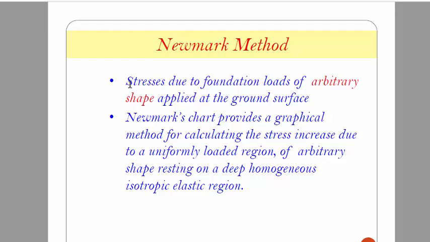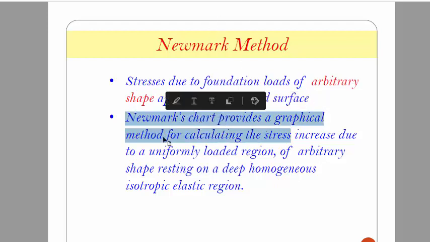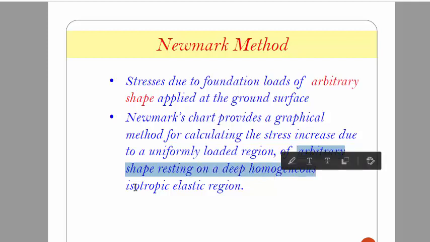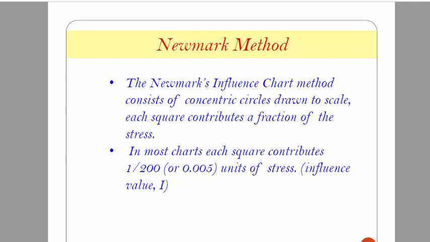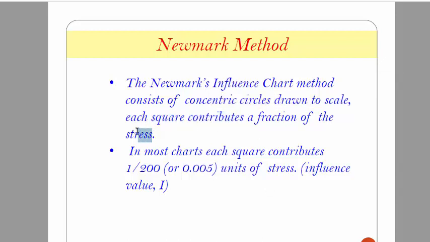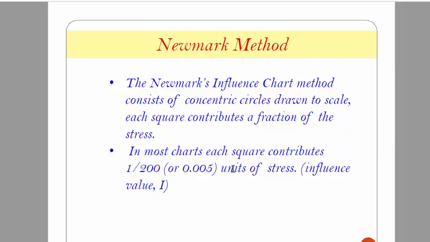Okay, so now we shall start. The stresses are due to a foundation load of arbitrary shape. Arbitrary shape means there is no specific or permanent shape, and Newmark's chart is prepared by a graphical method. Stress increase is due to a uniformly loaded region of arbitrary shape resting on a deep homogeneous isotropic elastic region. Newmark's chart consists of concentric circles and a scale, each block contributing a fraction of the stress. In most charts, each unit contributes 1 by 200, that is 0.005 units of stress.